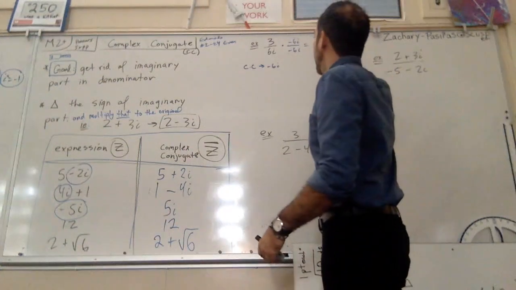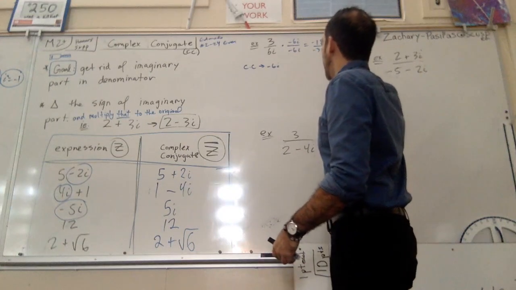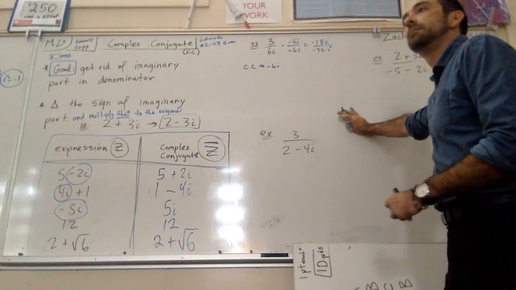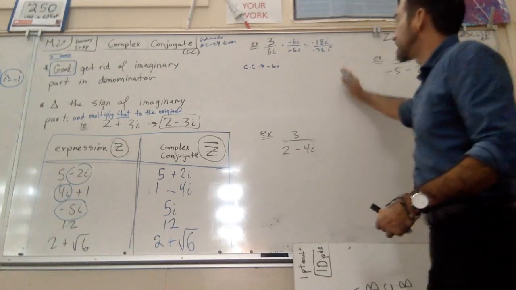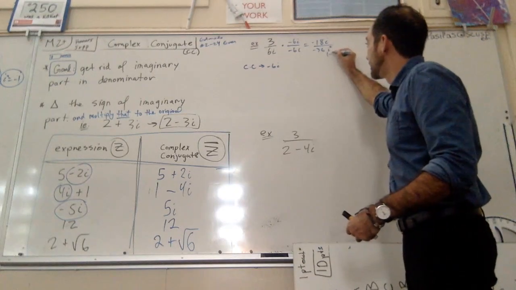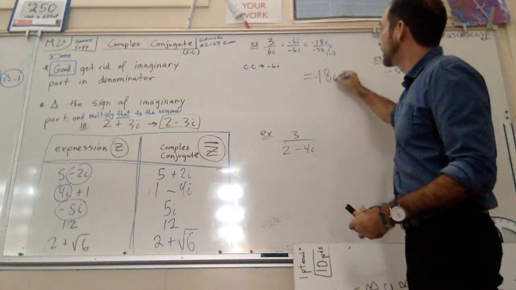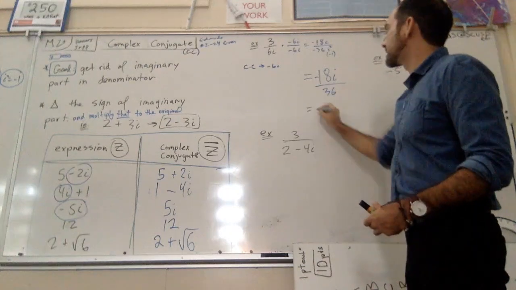On the top, 18 negative i. On the bottom, negative 36 i squared. i squared is going to help us with that. So what was i squared again? Negative 1. So altogether we get 18 negative i over 36. Can we reduce that? Yeah.